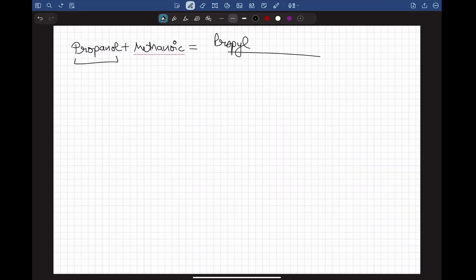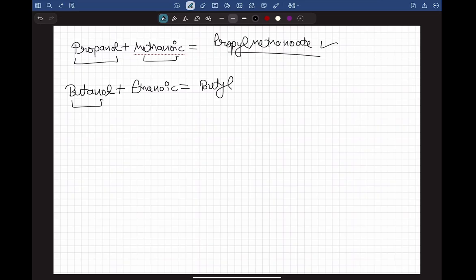We can pick, let's say, 5 examples. For example, let's say propanol and methanoic acid are given to you. Without drawing the structure, how do you name this? Propanol will be called propyl and methanoic acid will be called methanoate. This is the name of your ester. Another example, butanol plus ethanoic acid. Again, the same point: butanol will be written as butyl and ethanoic will be written as ethanoate.